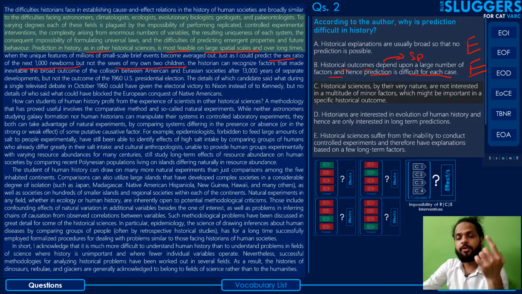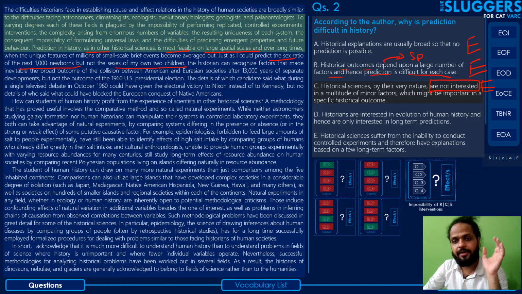Next, historical sciences by their very nature are not interested in a multitude of minor factors. No, the author doesn't say anything about whether they are interested or not interested, right? So you can eliminate this with a capital E. Let's still finish reading the option. In a multitude of minor factors, which might be important in a specific historical outcome, but no, "are not interested" is definitely a deal breaker. You have to eliminate this option.